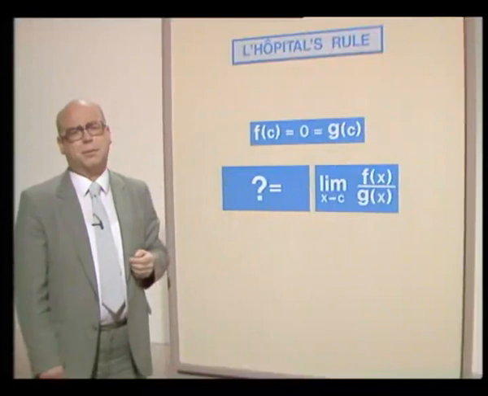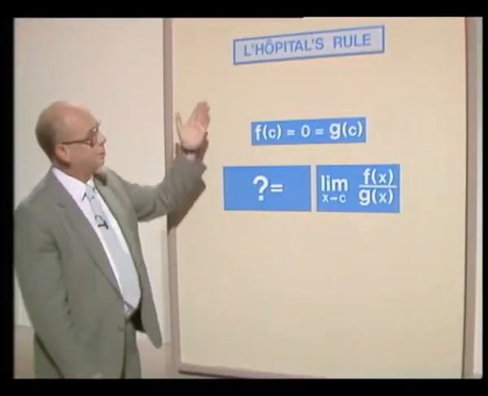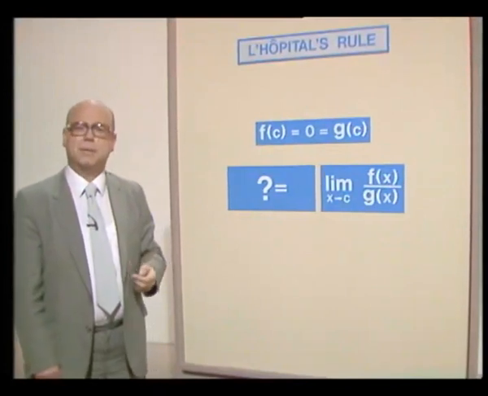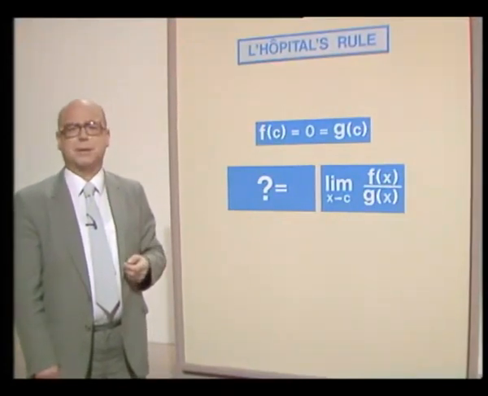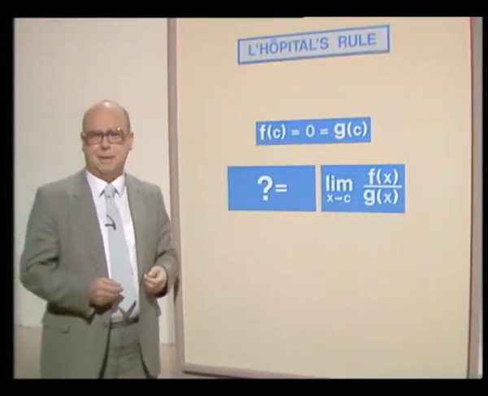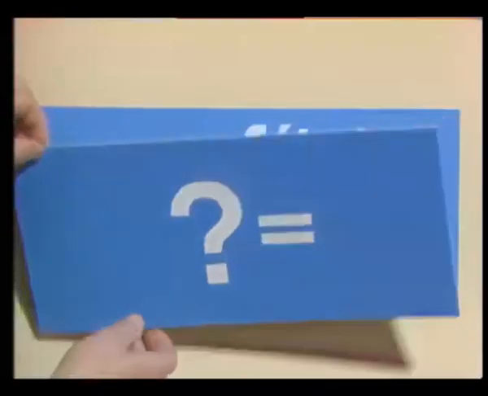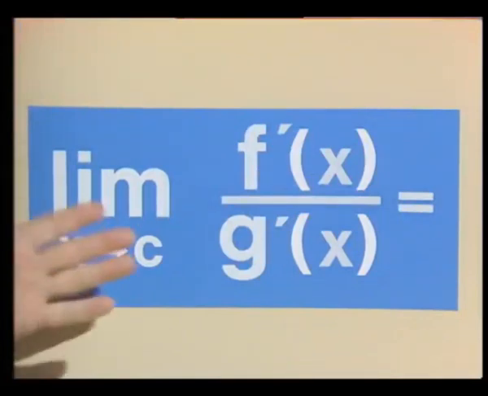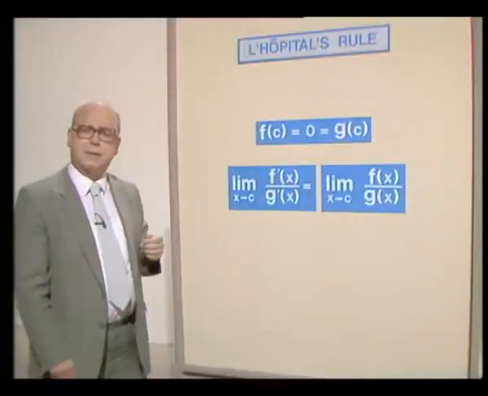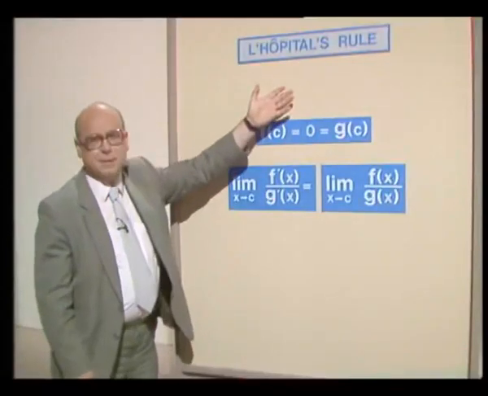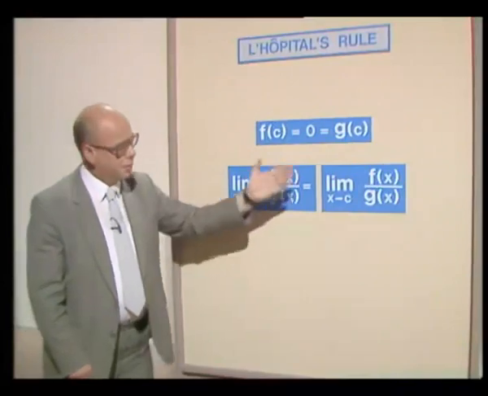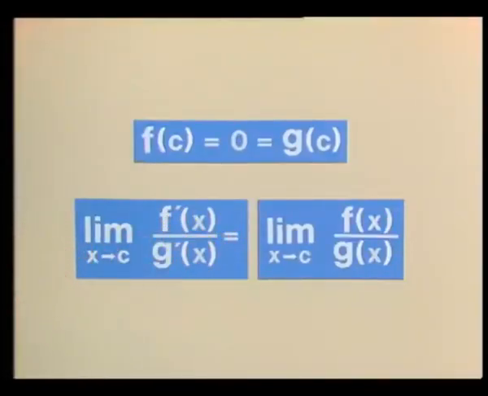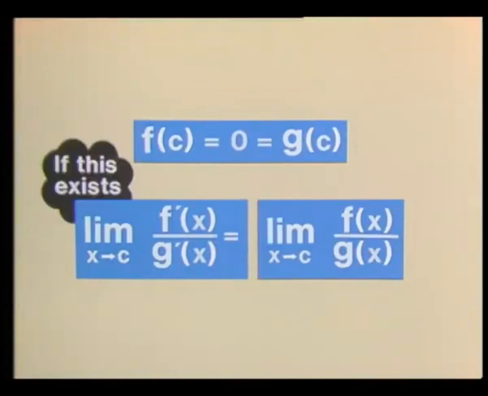Well, by the end of the program, you'll have a theorem called L'Hospital's rule, after a 17th century mathematician, Marquis Guillaume de L'Hospital, which answers these questions. And I think it's an amazing result. What you do is take the derivatives of numerator and denominator, and then consider the limit of their ratio. And under certain conditions, which we'll add in later, the theorem says that the original limit does exist, and it equals this limit as long as this exists.